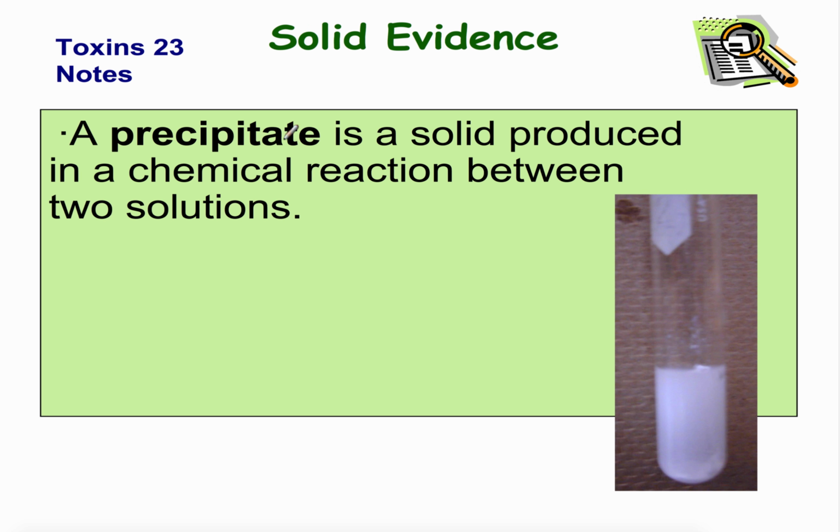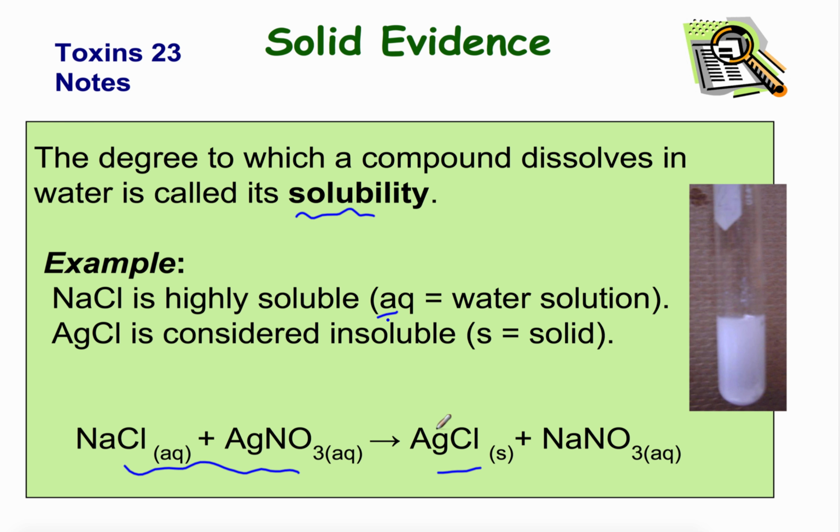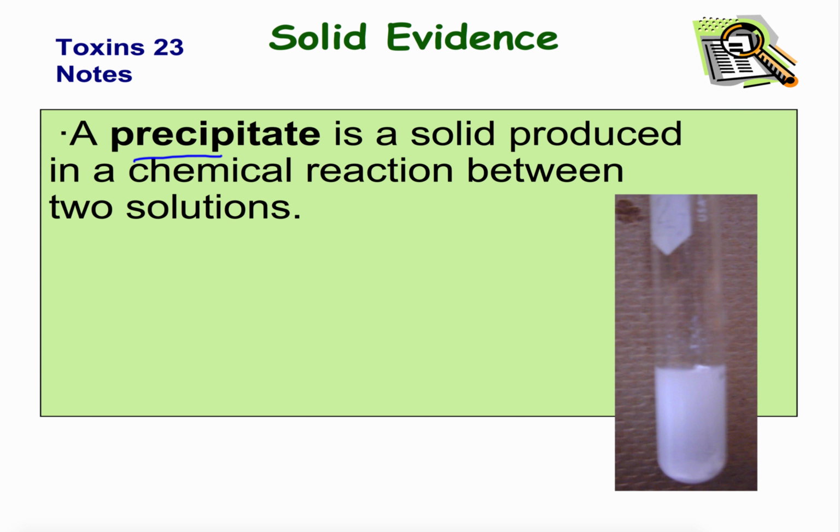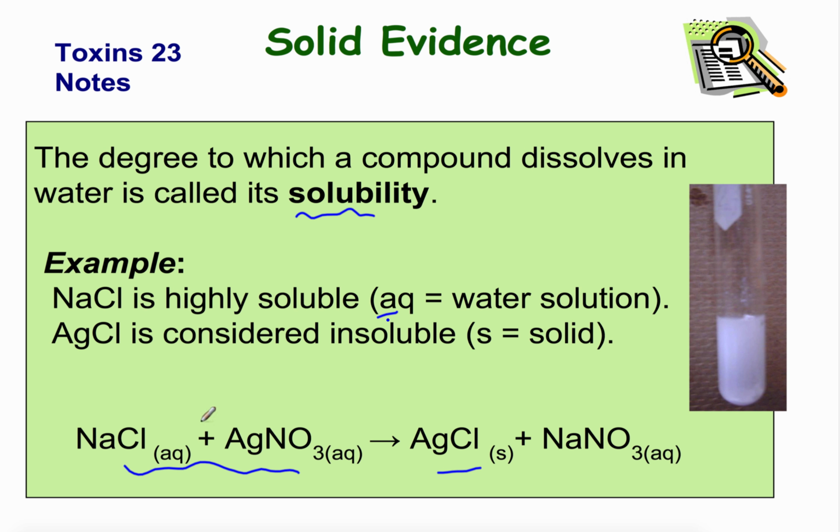precipitate. Precipitates are solids that are produced when two chemicals react. This one happens to have the chemical formula AgCl. So the AgCl that we're looking at here is not aqueous. It is a solid because it has formed when those two chemical compounds, in this case sodium chloride and silver nitrate, react.